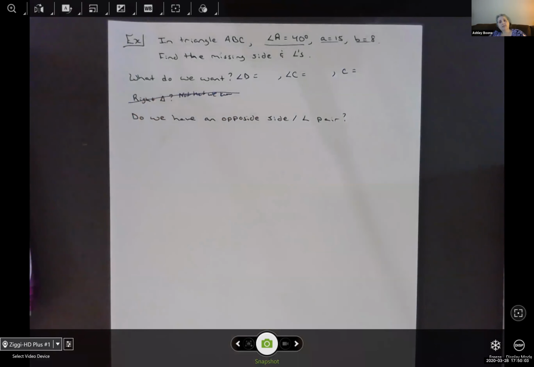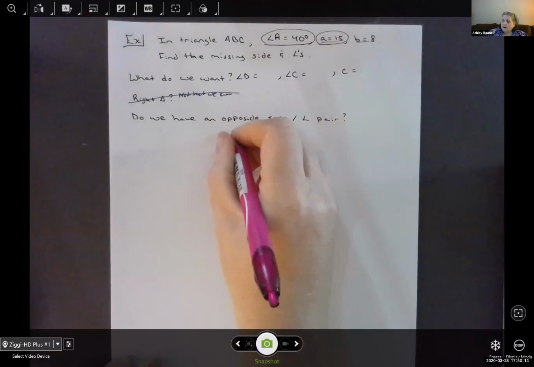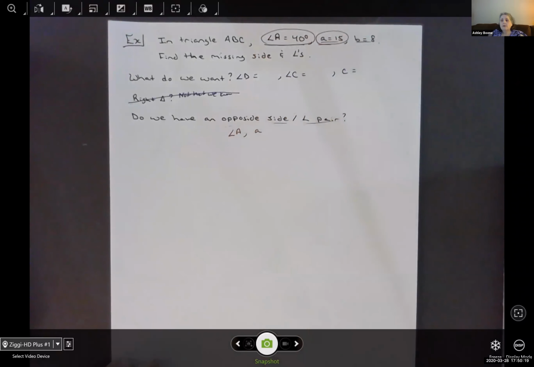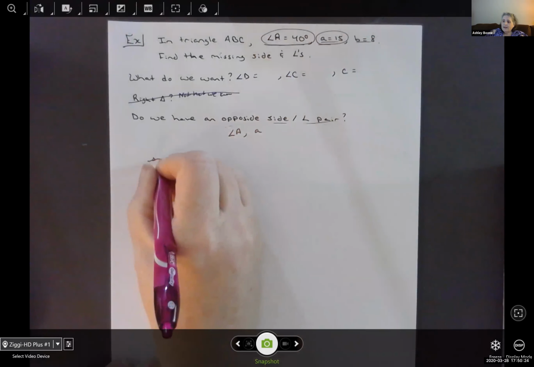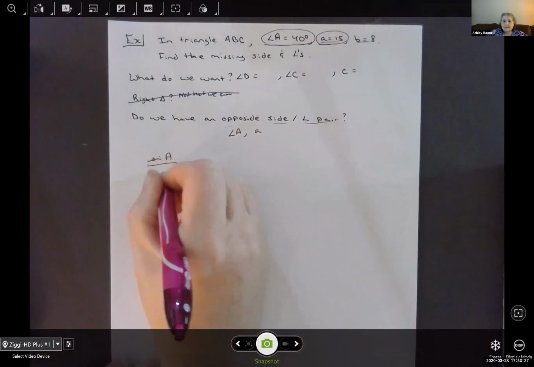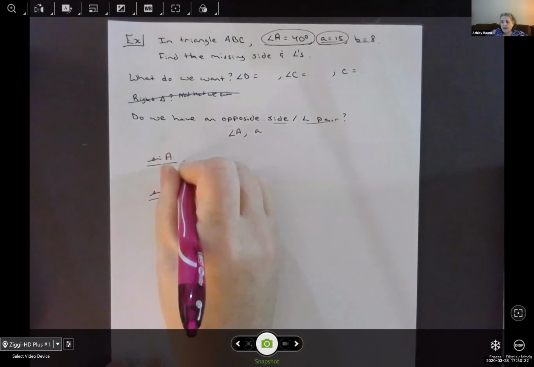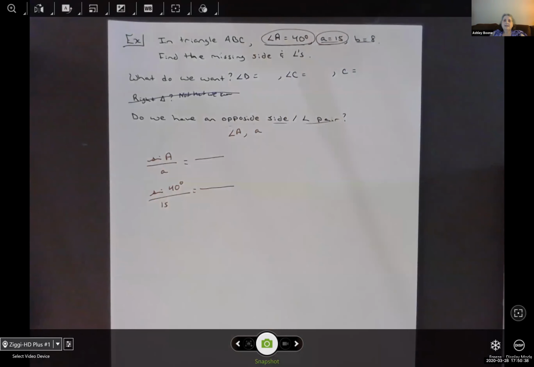So our next question is, do we have an opposite angle side pair? We do. We have the angle A is 40 degrees and side A is 15. So angle A and side A are opposite angles and sides. So I can start by setting up my law of sines by going sine of A is to A, which means the sine of 40 degrees is to 15 as, and I'll need another fraction over here to get us an equation where we can solve something. Look and see if we have enough information to solve for anything else.